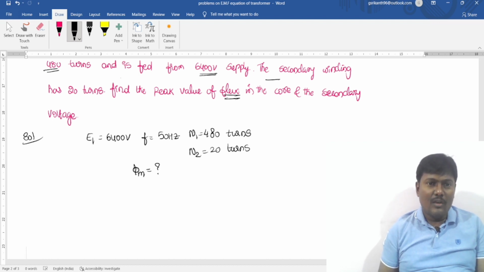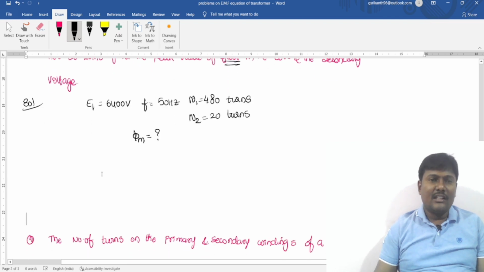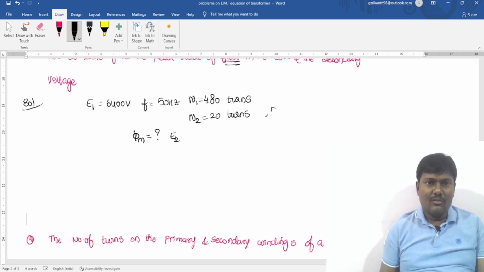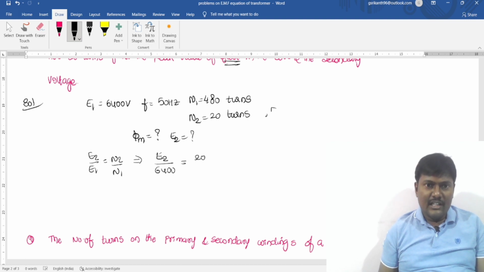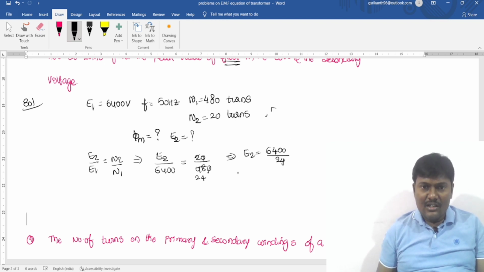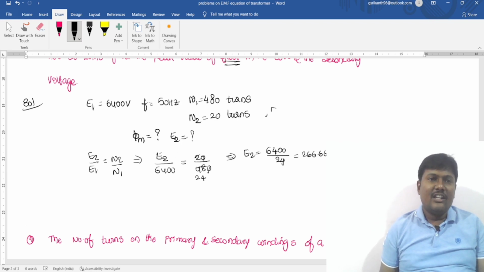So phi max is how much? And the secondary voltage E2 is also, what is the answer? E2 divided by E1 is equal to N2 divided by N1. That is called the transformation ratio. E2 we have to calculate. E1 is 6400, N2 is 20 divided by 480. So from this, 24. So E2 is equal to 6400 divided by 24. So I got it as 266.667 volts. This is called the secondary induced EMF.